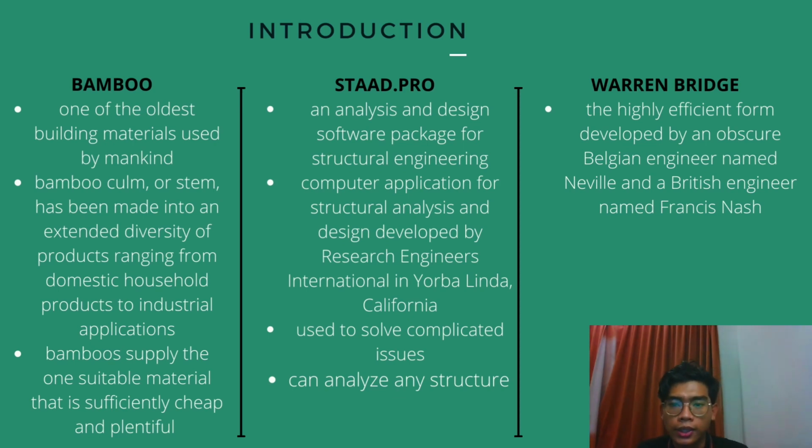And last one is Warren Truss. In this study, we will use a Warren bridge that will be built using bamboo as the building material in StepPro software. The Warren Truss is highly efficient, developed by an obscure Belgian engineer named Neville and a British engineer named Francis Nash. The form has only diagonal members connecting the two chords with no verticals. So in this study, we will use Warren Truss as our structure to build a bridge using bamboo.